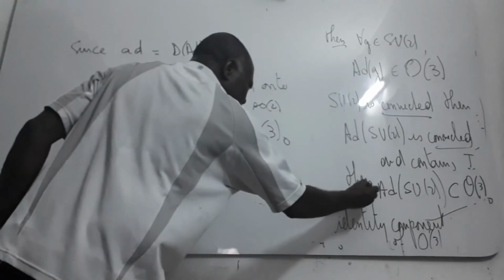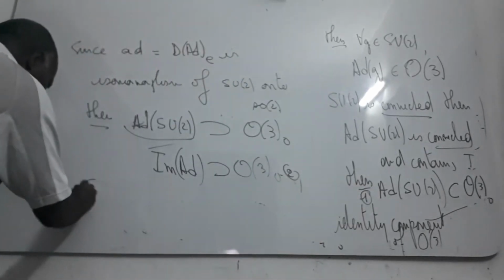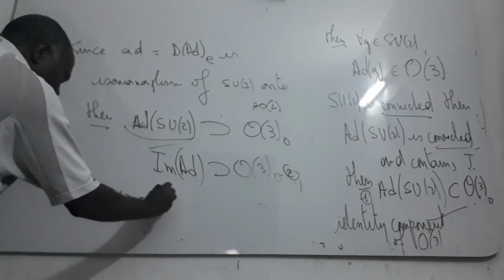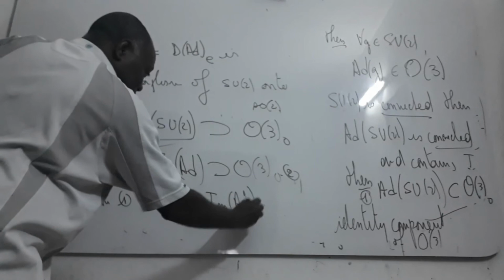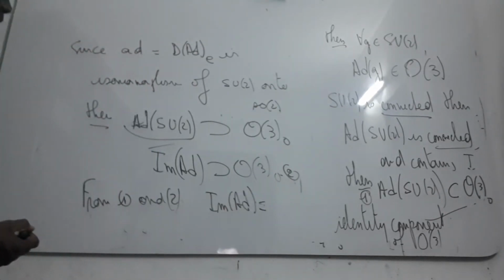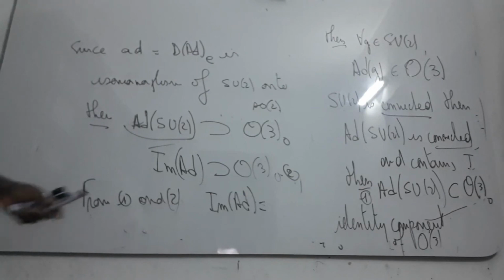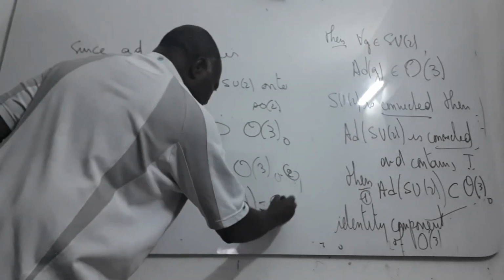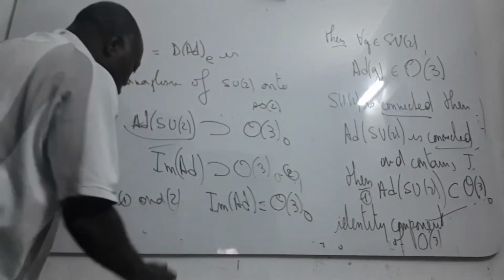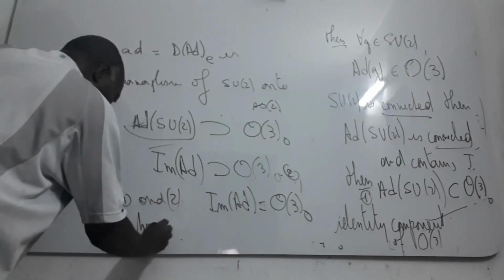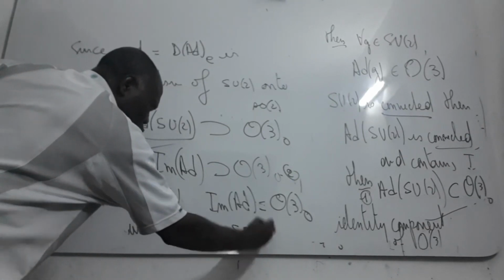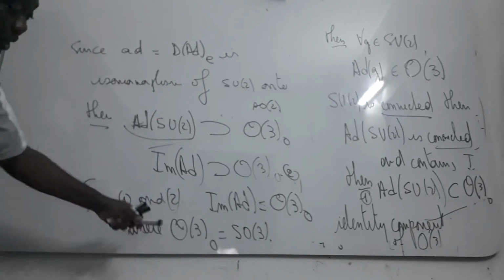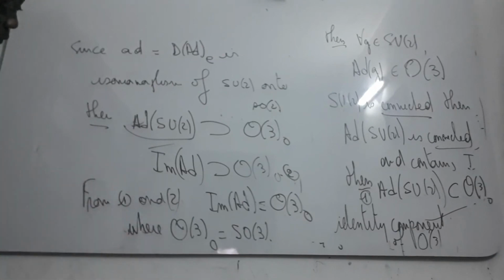Then from 1 and 2, you see that the image of the adjoint of SU2 is exactly equal to the identity component of O3, which is just SO3. That is what we are going to prove: the identity component of the orthogonal group of order 3.